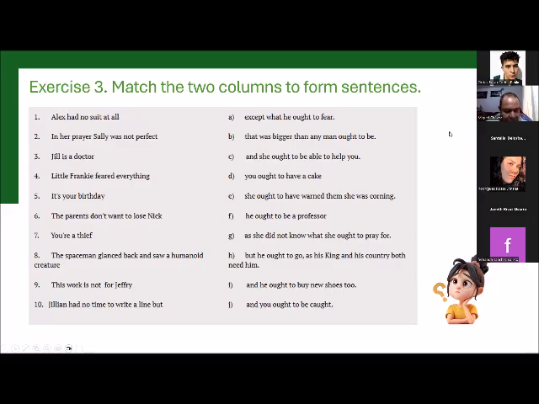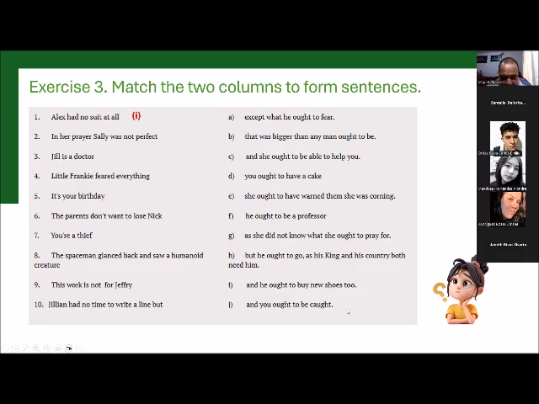Okay, Emilio, please, let's start. Alex had no suit at all, and he ought to buy new shoes too. Can you read the sentence fully? Alex had no suit at all, and he ought to buy new shoes too. Thank you so much, Carlos Emilio. Yes, you are right. Thank you so much for your help.